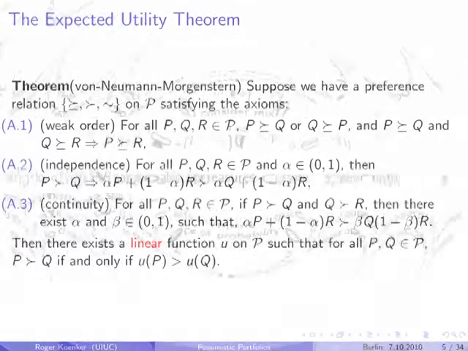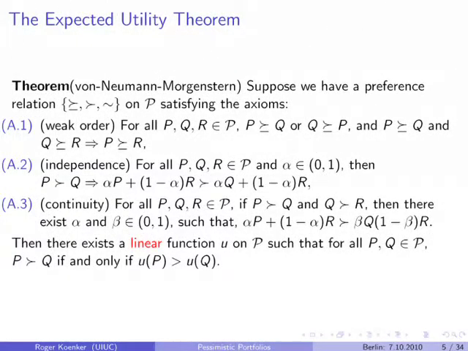But once you have this convex structure, there's this nice result from von Neumann and Morgenstern that with these three relatively innocuous seeming axioms, you get a linear function, which we're going to call U for utility, on the space script P, such that for all P and Q, preferences are described by just this utility function.